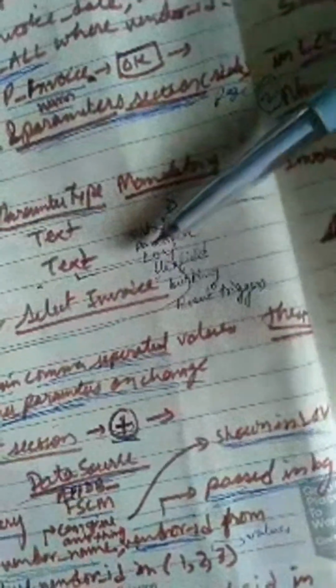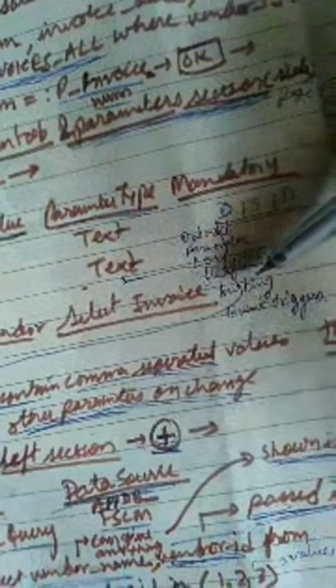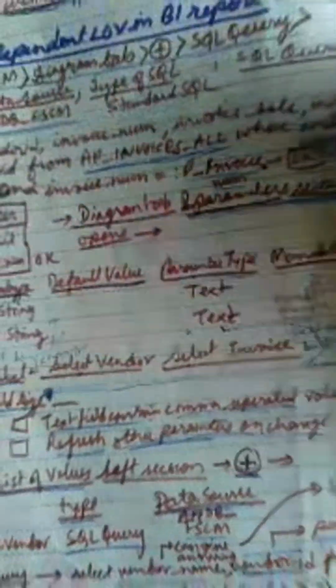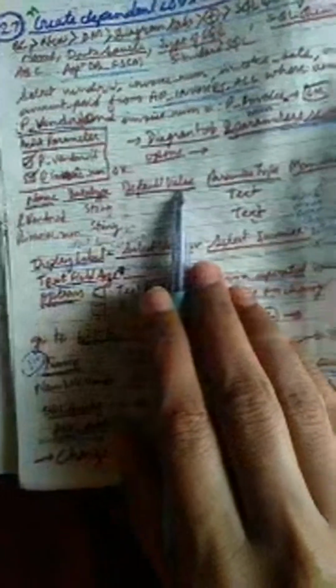So now, after clicking on this OK, you go to this parameter section, and these are the things that are present. First thing is, you have a name, you have a data type of the parameter, you have a default value, you will have a parameter type, and mandatory or not, you have a checkbox here. So you'll be having something like this, checkboxes. Apart from that, you'll also have a display label, text field size, and options. So we'll discuss everything.